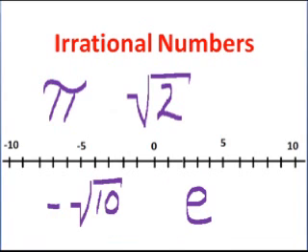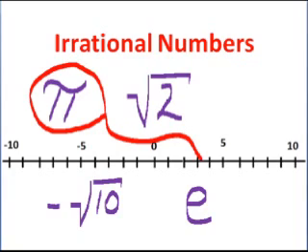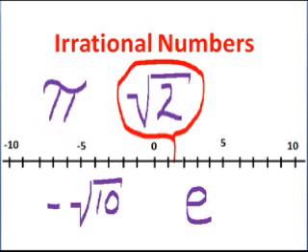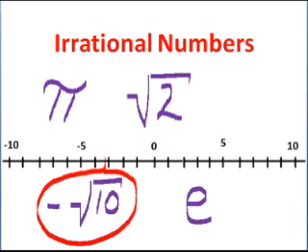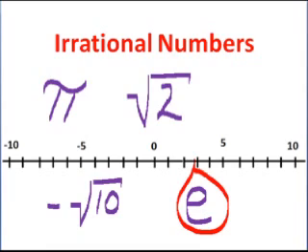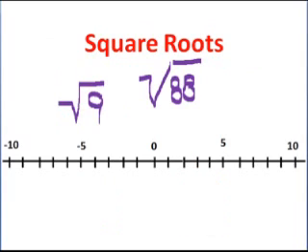Alright, so irrational numbers fit on the number line. Pi fits about there, and square root of 2 fits somewhere between 1 and 2. Square root of 10 negative fits about right there, and e, a number that's used in higher level mathematics, fits there about on the number line. And these are all irrational numbers. We'll take a look at irrational numbers here in just a few moments.